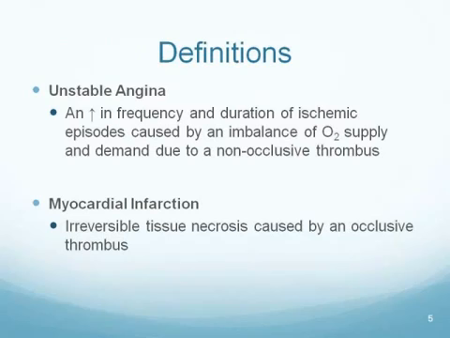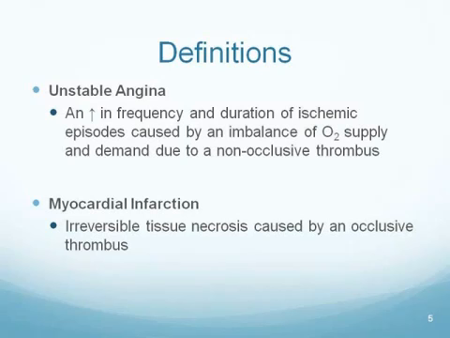So let's further clarify definitions and review what exactly is acute coronary syndrome. Well, it's defined as either unstable angina or myocardial infarction. Unstable angina is an increase in the frequency or duration of ischemic episodes, and it's generally caused by an imbalance between oxygen supply to the heart and the demand of the heart for oxygen. Generally, it involves a non-occlusive thrombus, and we'll review that and have a picture in another few slides.